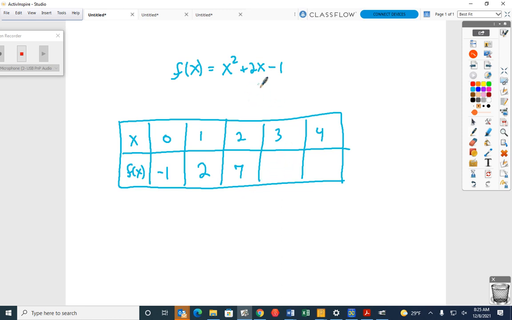9. 9 plus 2 times 3? 6. And minus 1? Okay. And then last one, 4. X squared plus 2x? 16 plus 8 is what? 24 minus 1 is 23. Okay. Now this one, I just made up these numbers, and I don't know if this is actually going to form a parabola. Let's try it.